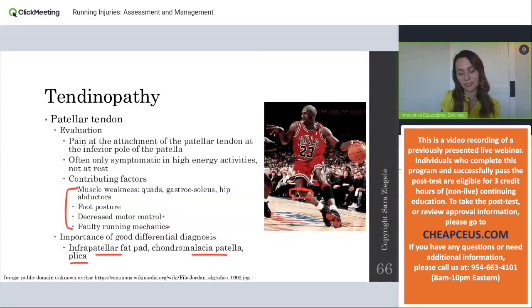I think when you're trying to differentiate with plica, one of the things that is sometimes the most insightful is whether someone has pain in the area with unloaded or non-weight bearing flexion and extension. So if someone is elevating, like hovering in a straight leg raise and then does flexion and extension with the knee, oftentimes that's something that's going to be provocative for people with plica syndrome, where it may not be with people who have patellar tendon pain.